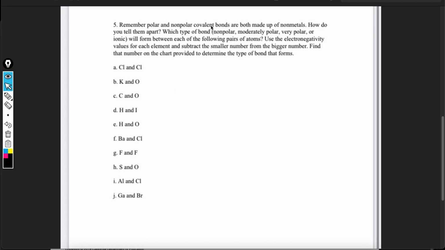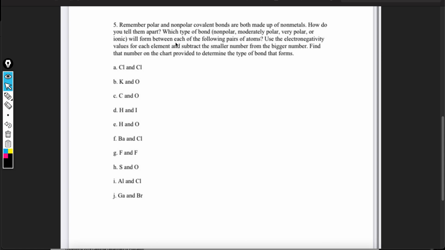Remember, polar and non-polar covalent bonds are both made up of nonmetals. How do you tell them apart? Which type of bond, non-polar, moderately polar, and so on, will form between each of the following pairs of atoms? Use the electronegativity values for each element and subtract the smaller number from the bigger number. Find that number on the chart provided to determine the type of bond that forms.